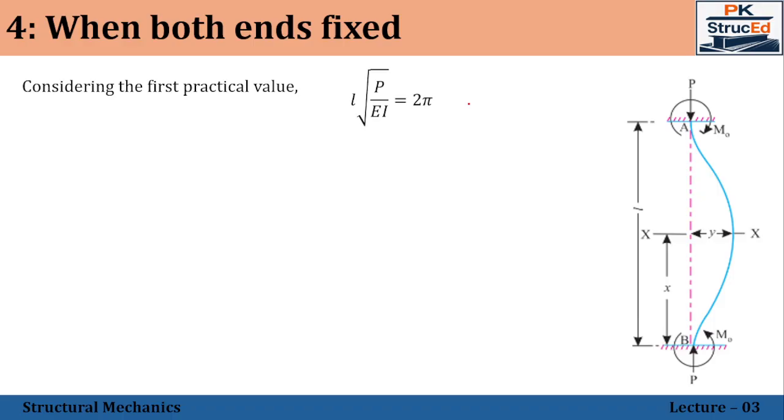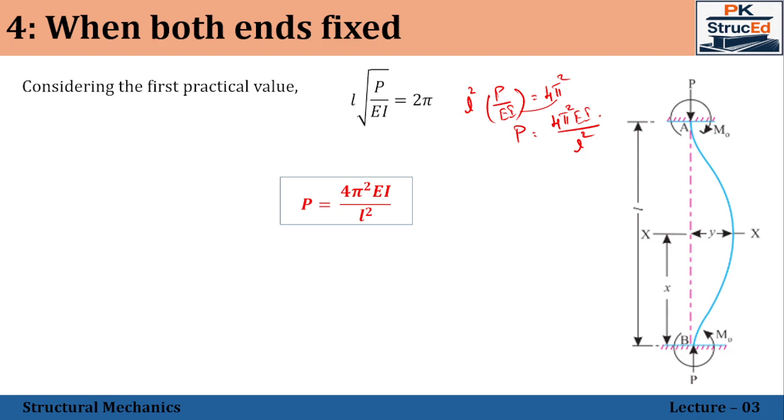And squaring on both the sides, you will be getting on the left side L square P by EI, which will be equal to 2 square, that is 4 pi square. I need P only, so P can be written as 4 pi square, EI can be brought on the other side to the numerator, and L square will be brought to the denominator. That's what has been written. P is equal to 4 pi square EI by L square. And this is the governing equation for finding the crippling load when both the ends of the column are fixed.